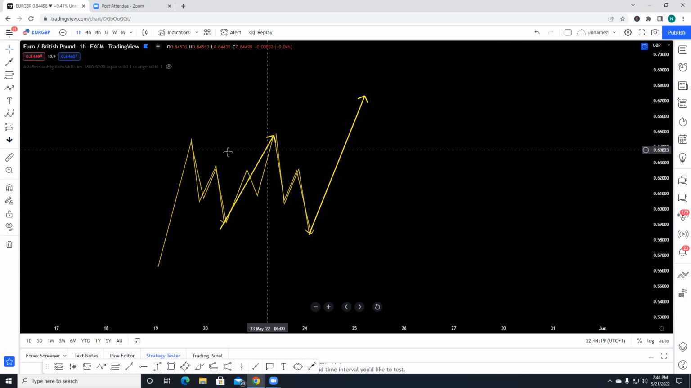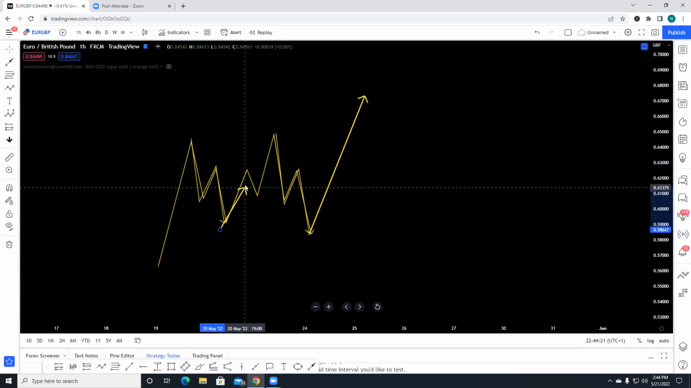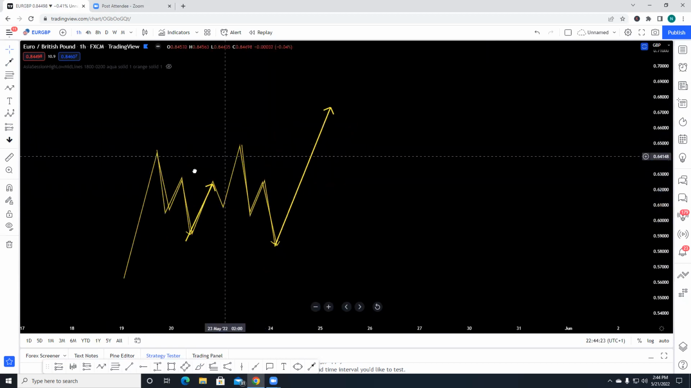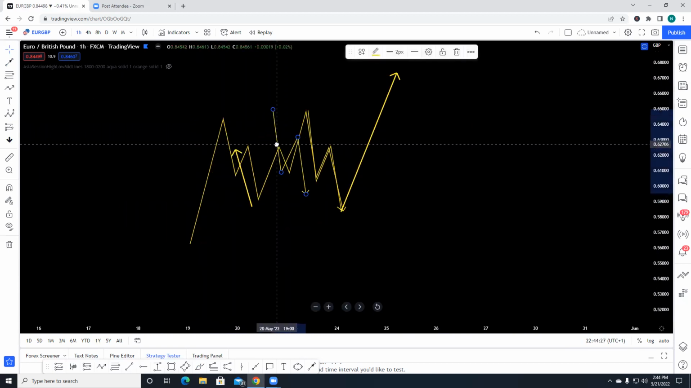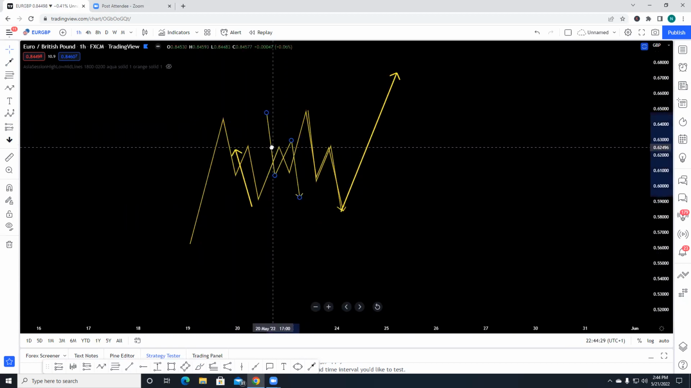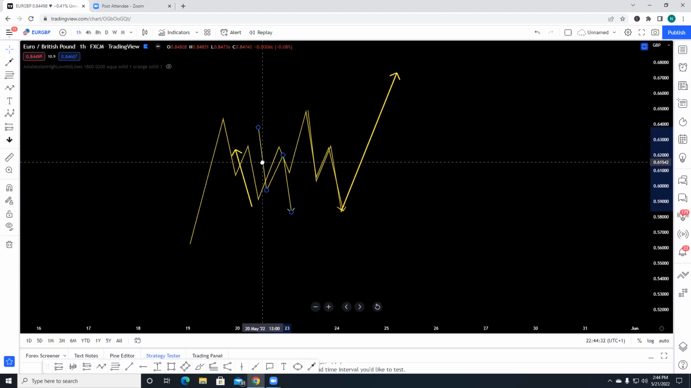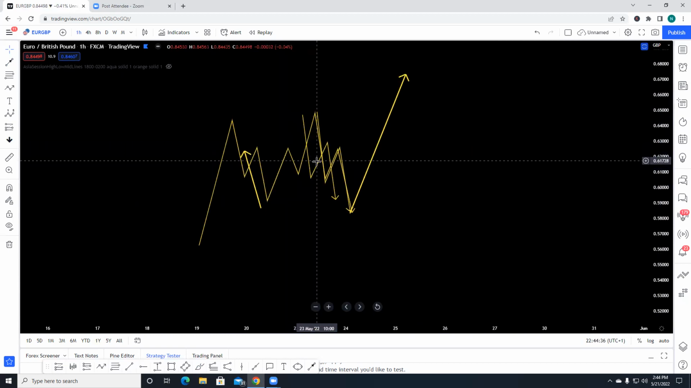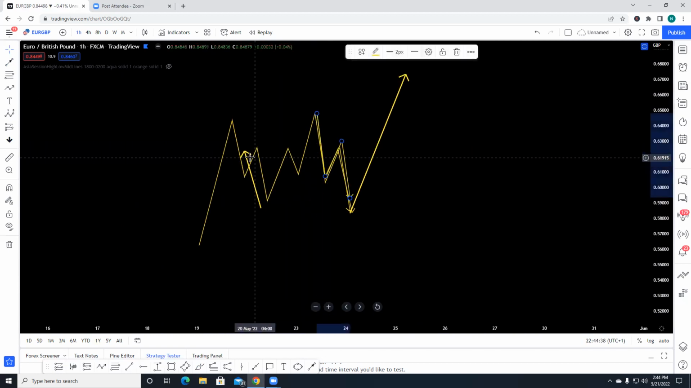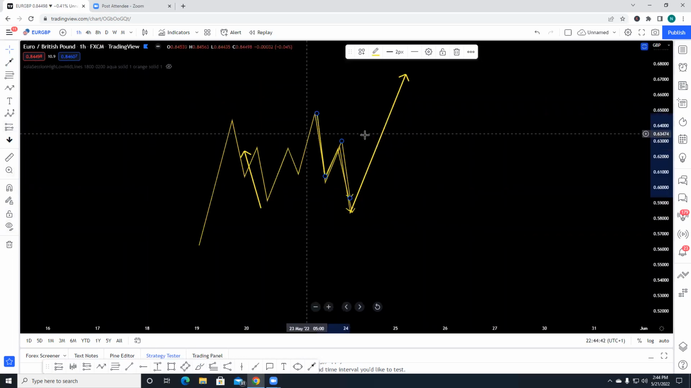This three in the middle is progressing in the direction of the main trend. Where's the main trend, guys? Upside. Okay, so this three is progressing in the direction of the main trend. And for that reason, you have two threes here. This is why we call this structure double three.